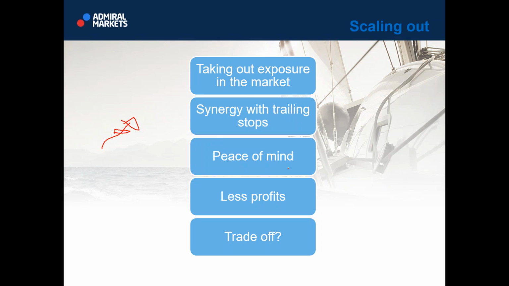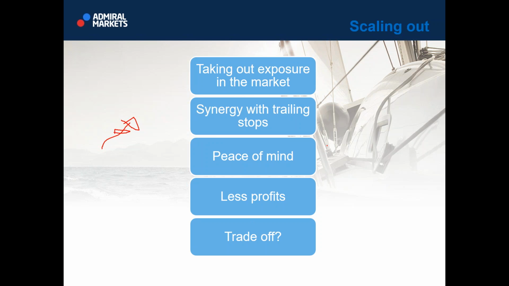Because definitely scaling out will give you peace of mind, because you know that you are riding a free ride and you have already taken some profits. But sometimes it's a psychological factor with most of the traders, as most of the traders have been focused on pips, on money, not the pips. So basically, when you see that less profits are being made because of scaling out, maybe in the future you will think that scaling out is not so good option for you.